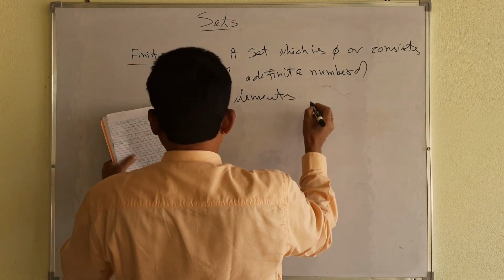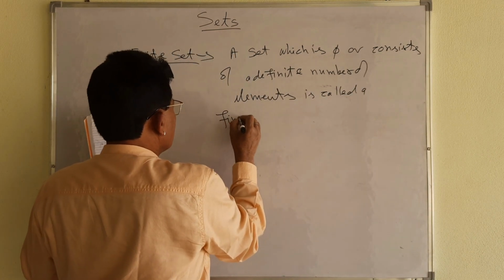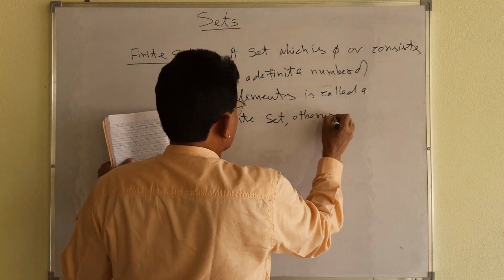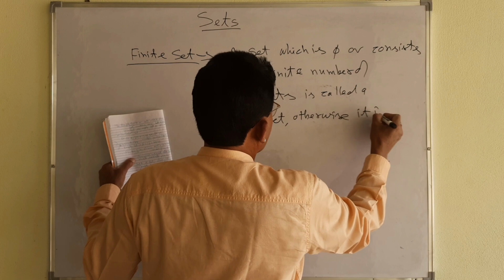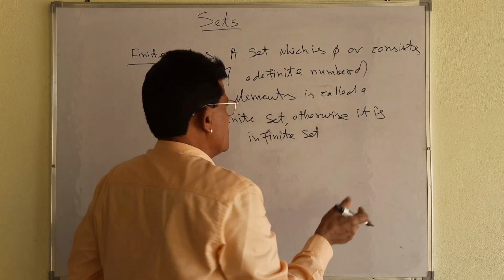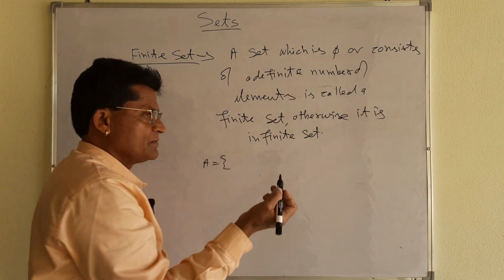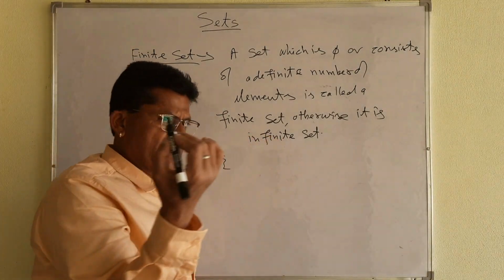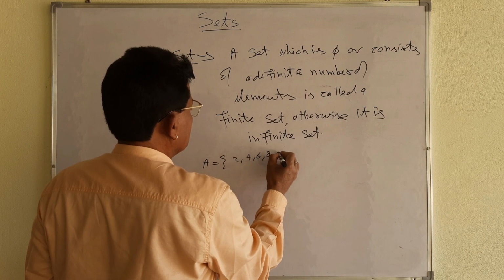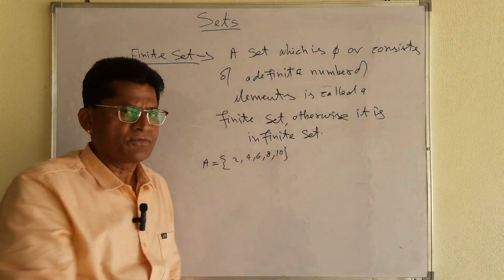A definite number of elements is called a finite set. Otherwise, it is an infinite set. If it is not finite, it will be infinite. That I told you. Like I just told you, set of even numbers: 2, 4, 6, 8, 10, up to 10 only. Set of even numbers up to 10. This is a finite set.